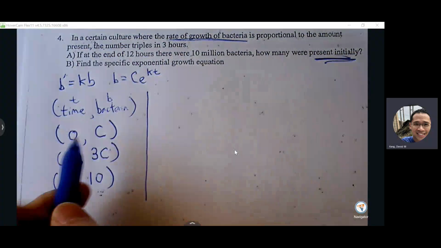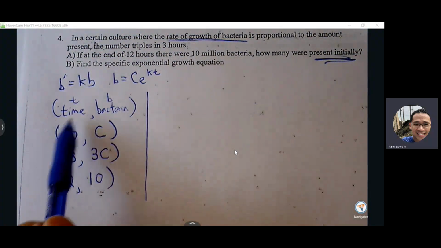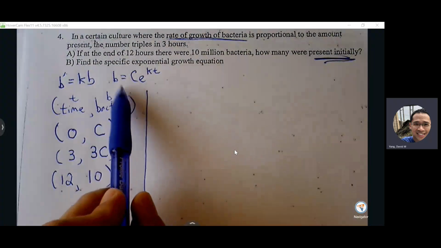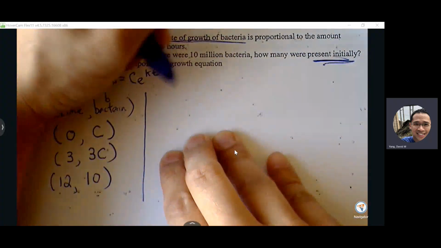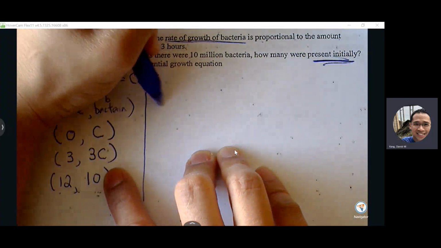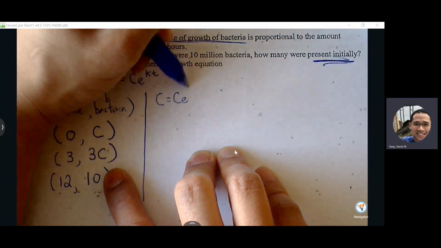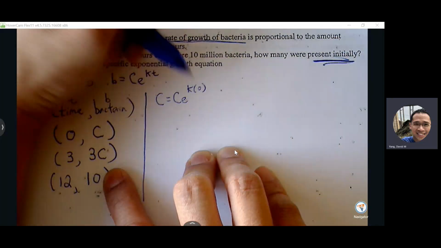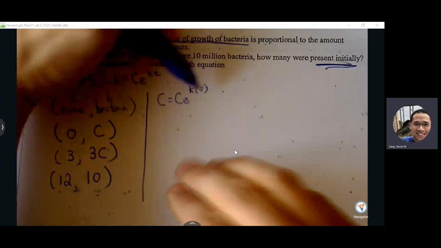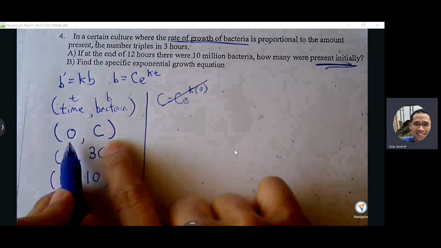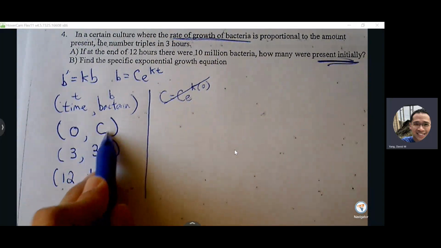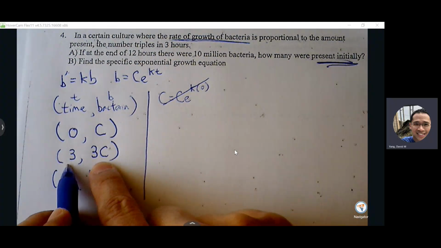So let's see what we can do using these ordered pairs. Okay. So if I plug in 0, C in for this equation, am I going to make any progress? No, because I'm going to get C is equal to C e to the K times 0, and it's not going to give me anything additional. So I'm going to ignore this ordered pair for now because I'm not able to make any progress. And also, this is what I'm going to solve for at the end.